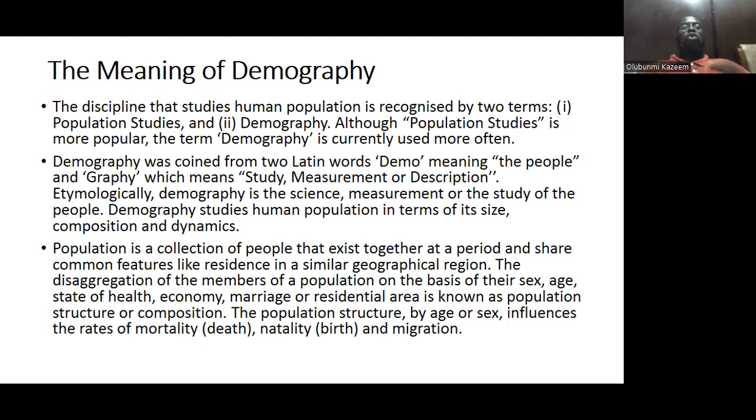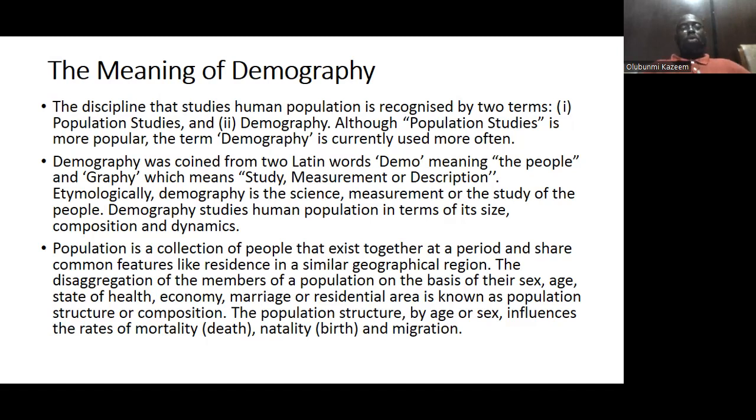So by dynamics, you're looking at the birth, you're talking about death, you're talking about migration. So those are key things that we refer to when we talk about the dynamics of the population. So population dynamics, that is what we refer to.